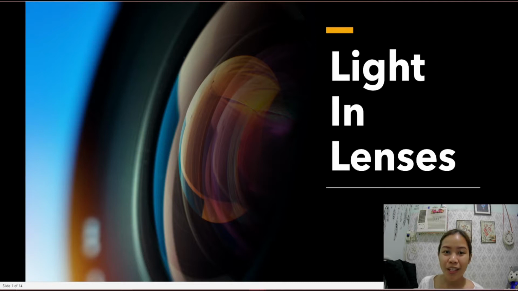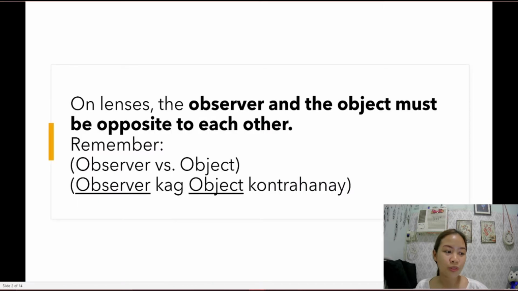So in this video, we are going to continue our lesson in plotting ray diagrams. We are going to focus on how light rays are plotted in ray diagrams using the concave and the convex lenses. But before we plot some ray diagrams, I want you all to take note of this first.